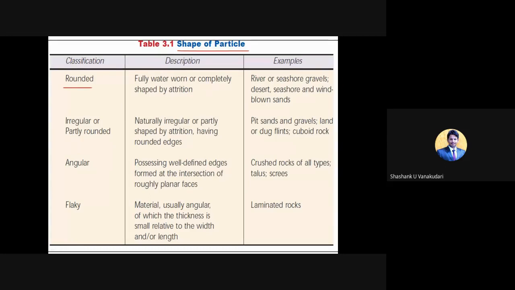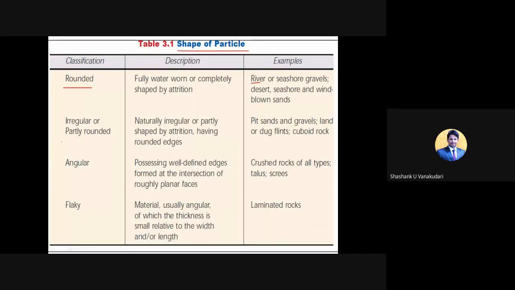So suppose if it is rounded, it is fully waterborne or completely shaped by attrition. For example, you can consider the aggregates available near the seashore, gravels, and even those available in rivers. Basically, we need to avoid the fine aggregate parts of the seashore, but the coarse aggregate available in the seashore we can treat chemically and then use in constructions.